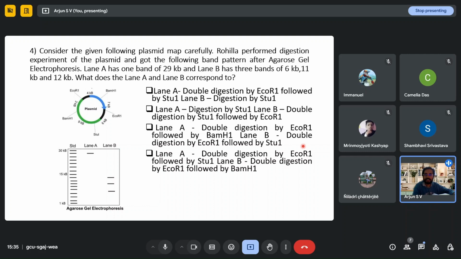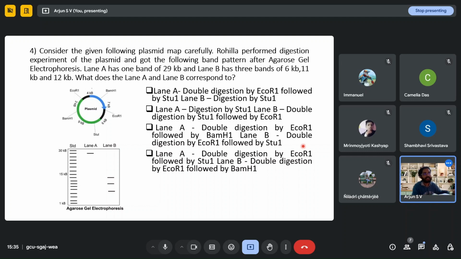Rohilla performed a digestion experiment of the plasmid and got the following band pattern after agarose gel electrophoresis. Lane A has one band of 29 kilobase and lane B has three bands of 6, 11 and 12 kilobases. What does the lane A and lane B correspond to? So this is the question.